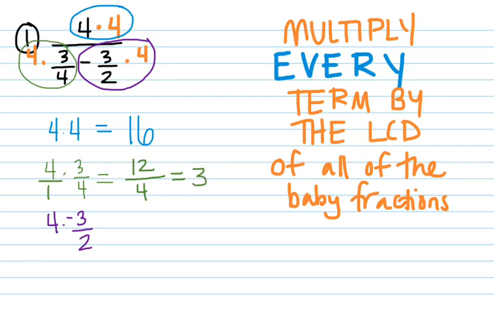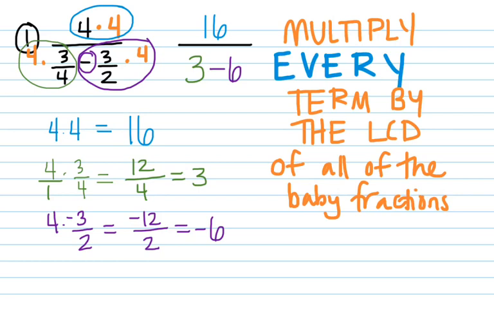And finally, in purple, I have 4 times -3/2. And I call this -3/2 because there's a minus sign here. So when I multiply these, I get -12 in the numerator and 2 in the denominator, which simplifies to -6. Now if I take all those values and put them back into the problem where they were, I get 16 divided by 3 minus 6.